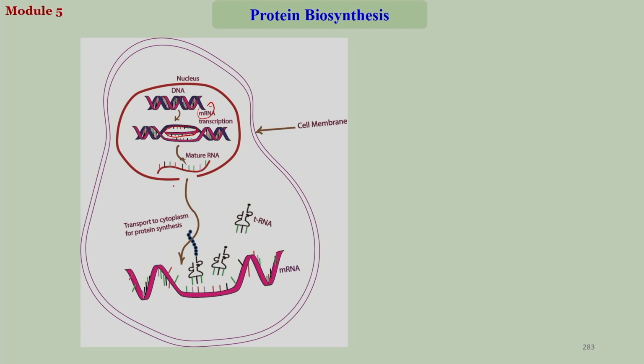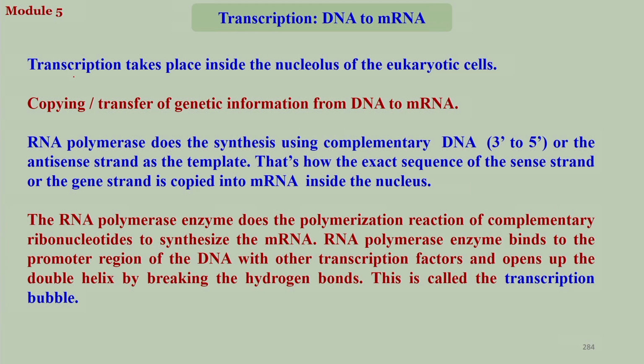Now, once it comes out of the cell, this mRNA is used, or the sequence of the mRNA is used, to synthesize the protein, that is called translation. So, the process of transcription takes place inside the nucleus of the eukaryotic cells. Remember, whenever I am talking about protein biosynthesis, I am primarily talking about the eukaryotic cells, the higher organisms. Transcription is the copying or transfer of genetic information from DNA to mRNA.